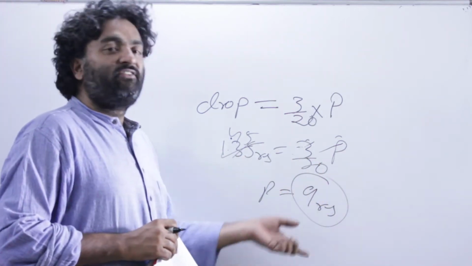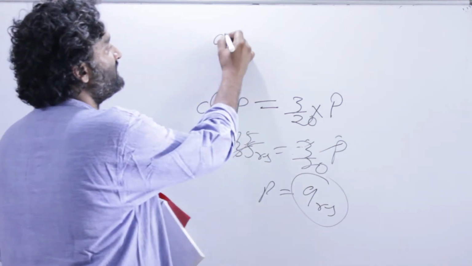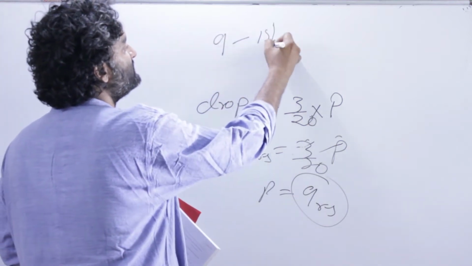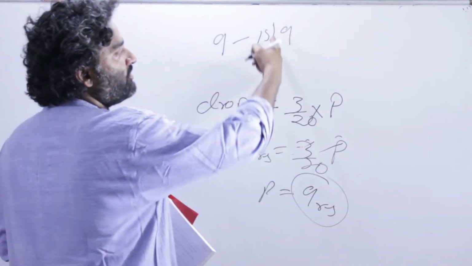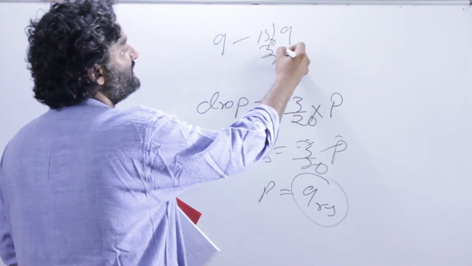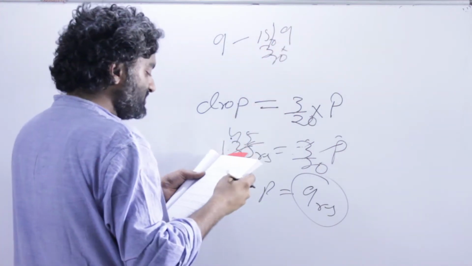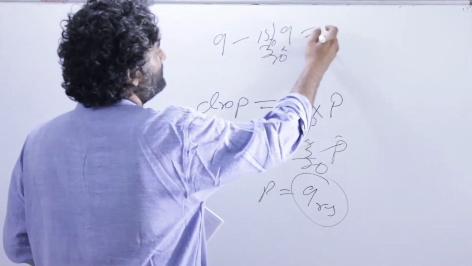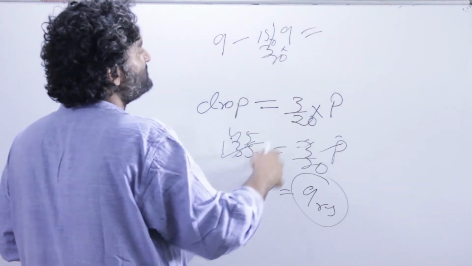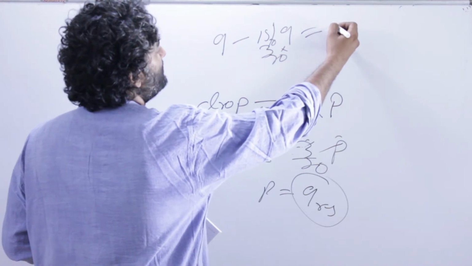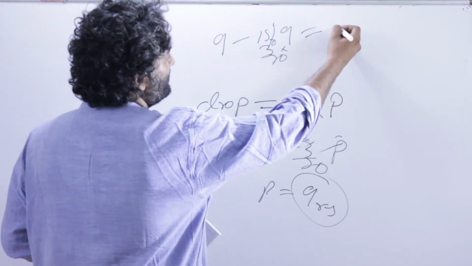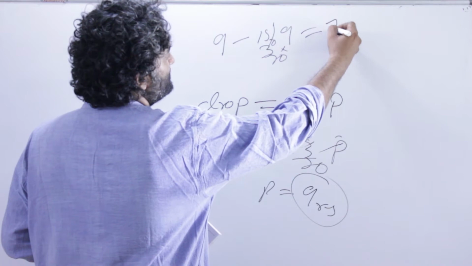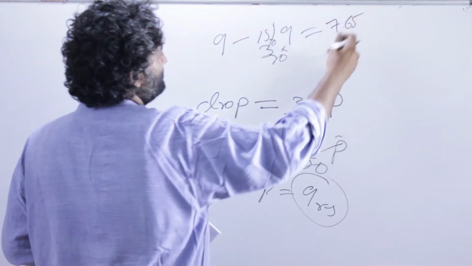It dropped by 15%. Now you can calculate back: 9 minus 15% of 9, or 3 by 20 of 9, will give you how much? And the question is find the new price of one chocolate. So 9 minus 1.35: 9 minus 1 would be 8, and 8 minus 0.35 would be 7.65.